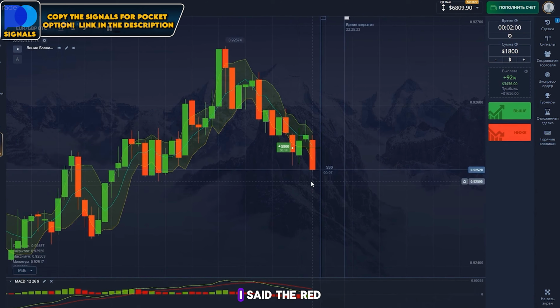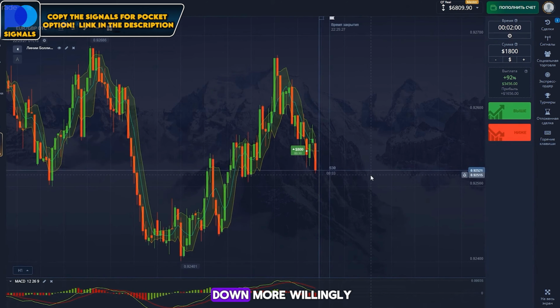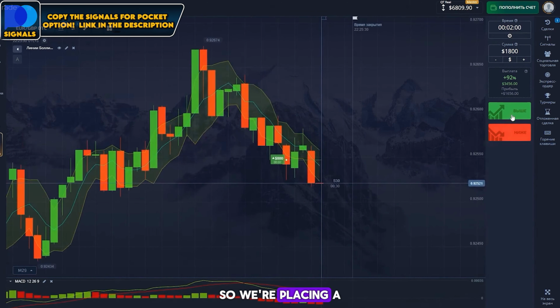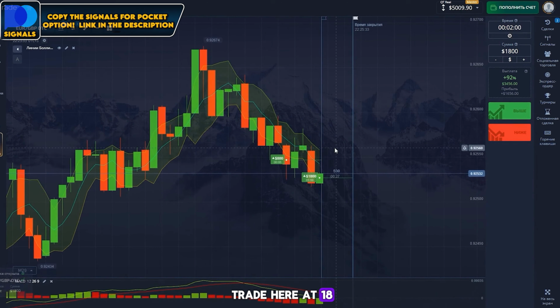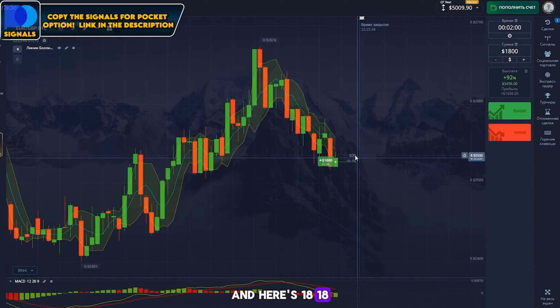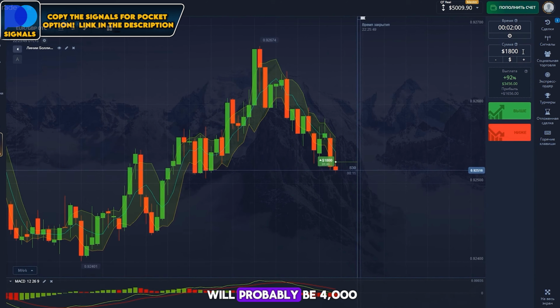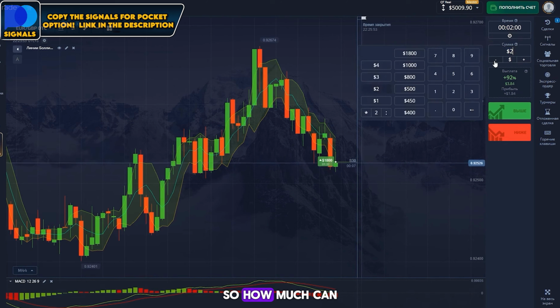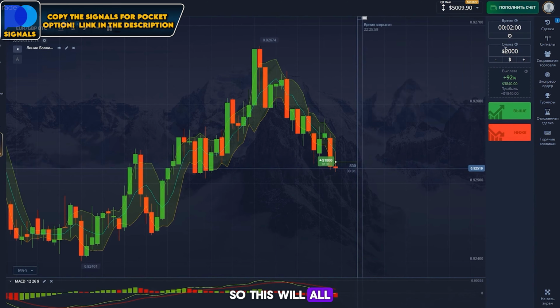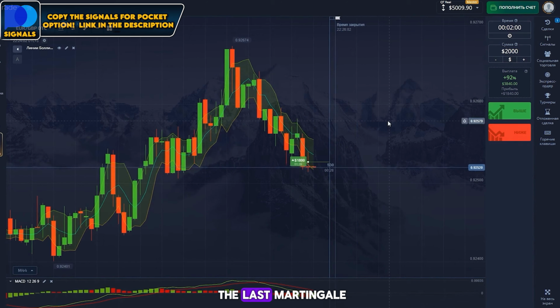Well, you see, I said the red candles tend to fall down more willingly. So, we're placing a trade here at 1800. And here's 1800, 1800, and one last martingale will be at, let's say, 1800, which will probably be 4000. So, how much can we max out here? 2000, right? So this will all be at 2000, and this will be the last martingale.